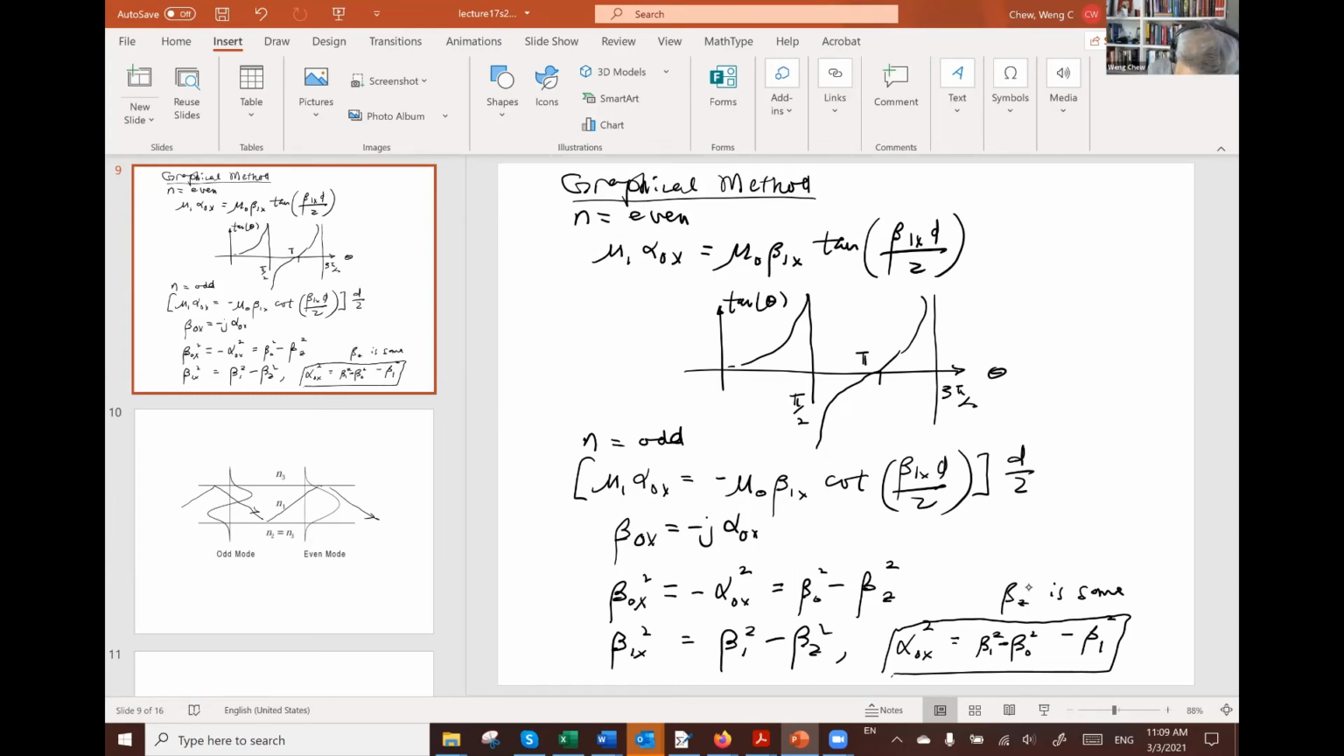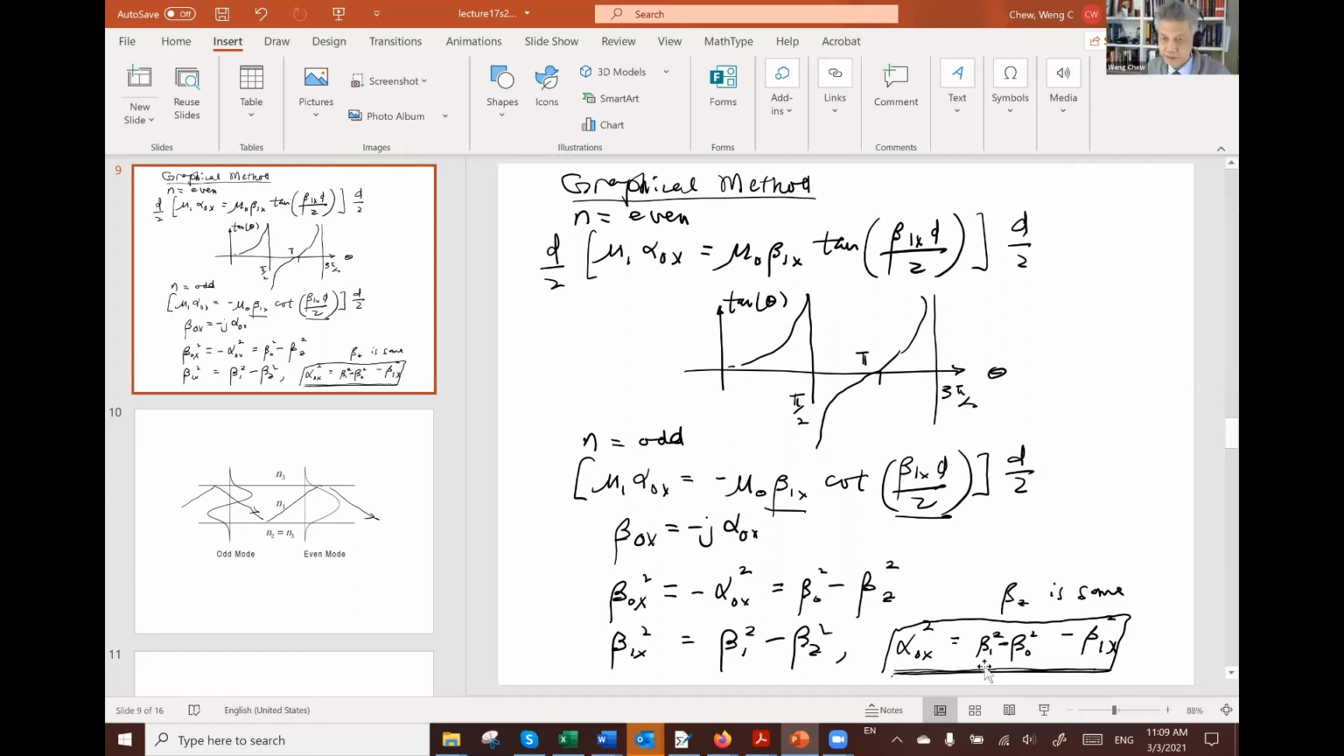And so what I have will look like something where this factor is the same as that factor. I'm also going to multiply this equation by d over 2. And I'm going to, of course, write my alpha 0x using this equation over here. So everything will be in terms of beta 1x.